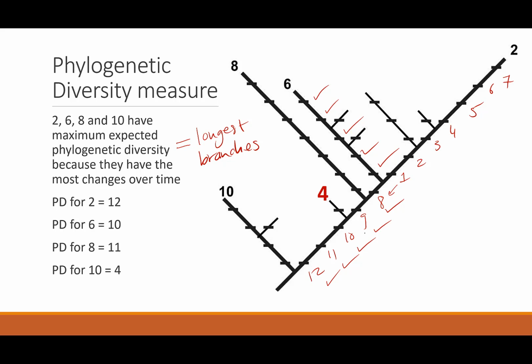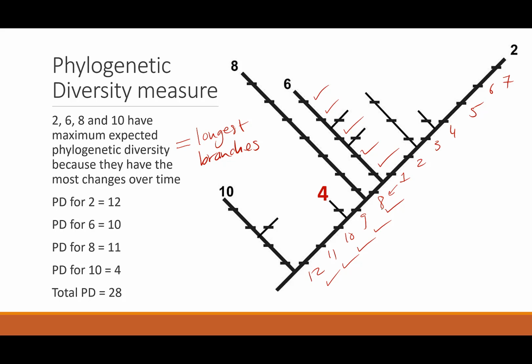And the PD for number 10 is 4. The PD for the total tree that we have here is 28. There are, in combination with all the species that we are focusing on, which are 10, 8, 6, and 2, and let's just imagine that all the other species went extinct, the total phylogenetic diversity would be 28.